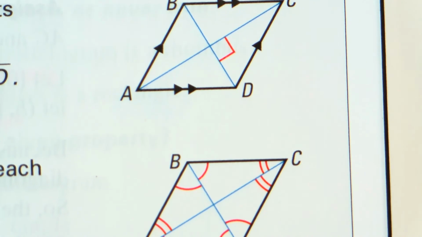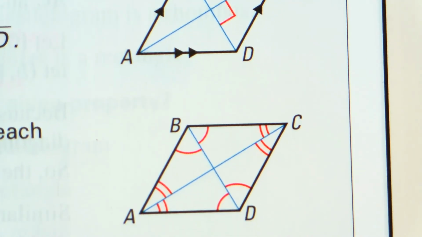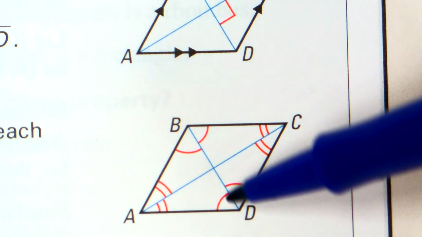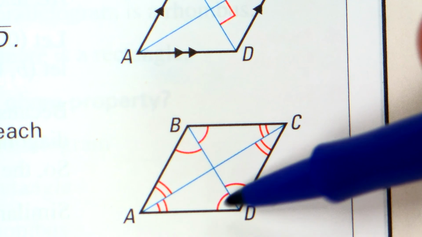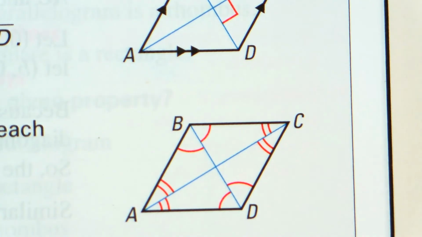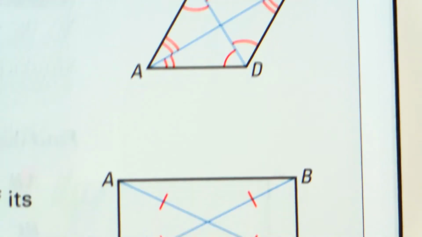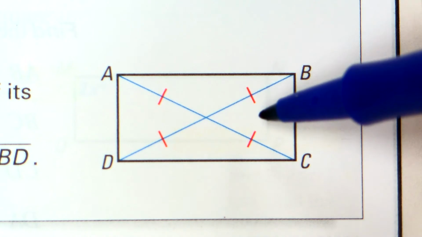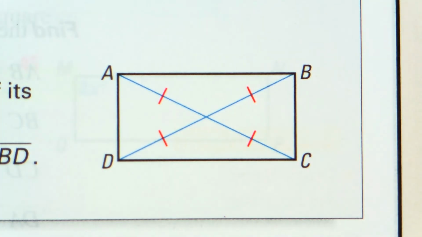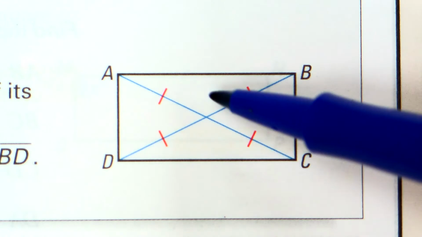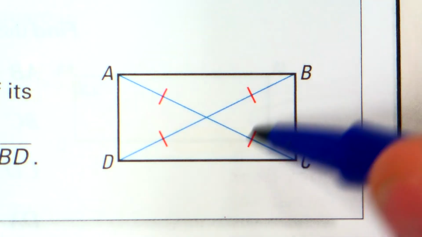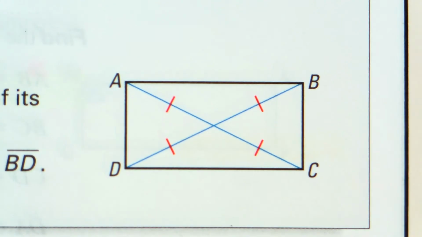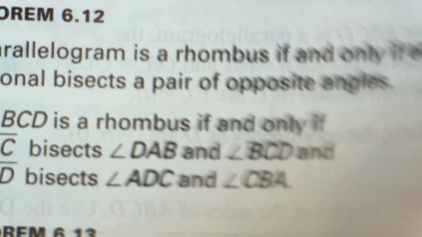Also, if a parallelogram is a rhombus, then the diagonals will also bisect the angles, which means split them into two congruent angles. And then if a parallelogram is a rectangle, then not only do the diagonals bisect each other, now all four of the segments are congruent.